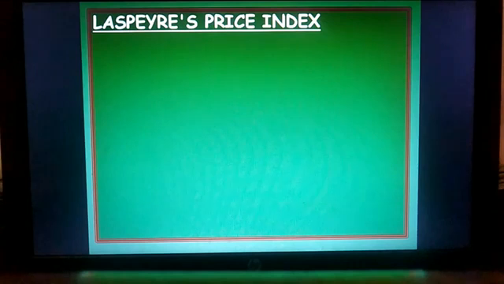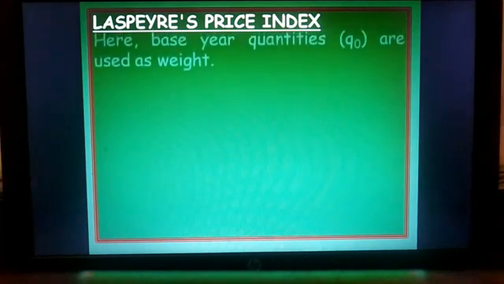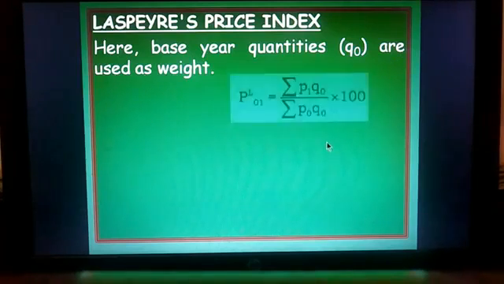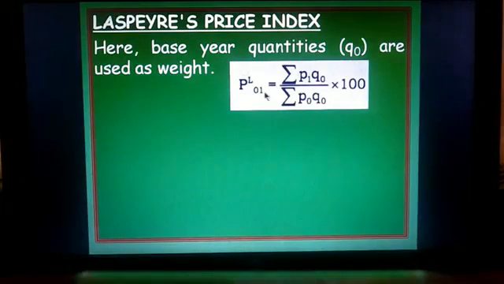So, last year's price index number, the first one. You should be in a position now to recall all of those. Last year's, or Kelly's, index number serially, before it appears on the screen. First it is last year's price index number, and we know here base year quantities, or Q0, are the weights applied or used as weight. Then the formula will be like this.